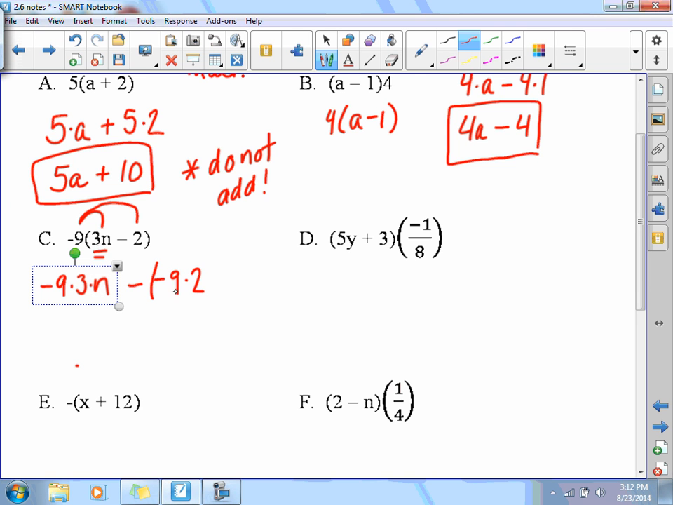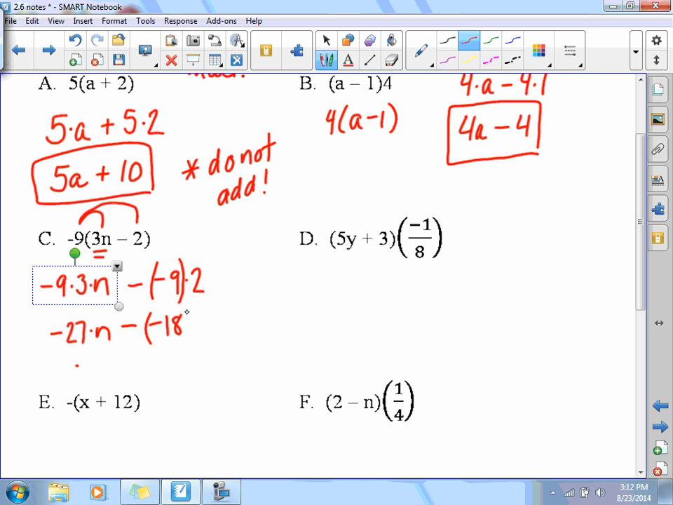Now I'm going to put this negative 9 in parentheses, just so I know that the negative stays with the 9. Now this negative 9 times the 3 gives me a negative 27 times n. And then I have minus a negative 9 times 2, that's a negative 18.